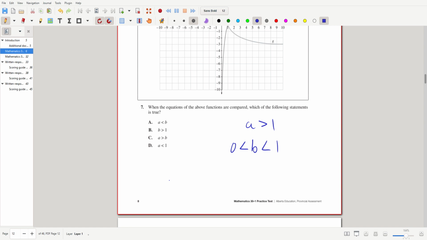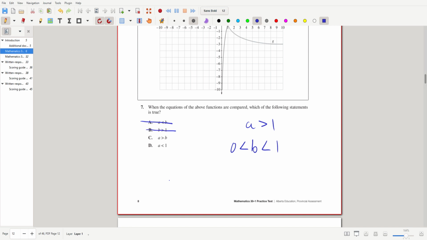So now that we know this, we can compare these statements and see if it's true or not. So let's look at it. Is a less than b? Well, no, because a is greater than 1, but b is between 0 and 1. So we know that this is false and not true. So A cannot be correct. Let's look at B. Is b greater than 1? Well, no, because it's between 0 and 1.